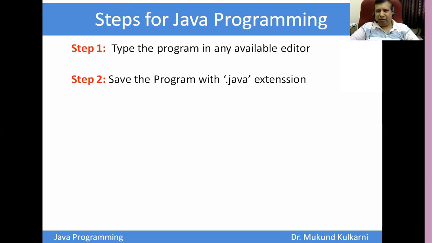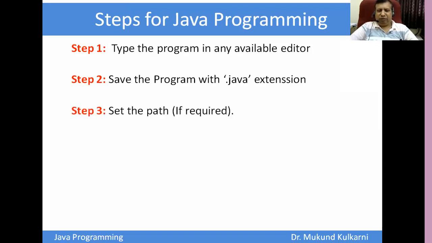Now, step number 2 is, after typing the program, save the program with .java extension. Here one more care you have to take. The file name you are going to use and the public class in your program must be the same. Whatever the name of the public class in your program, it must be the title of the file. So if your class name is Test, with capital T, your file name should be Test.java. So this is a very important step. Save the program with a file name same as the public class, and it should have .java extension.